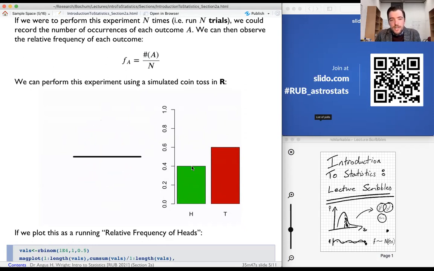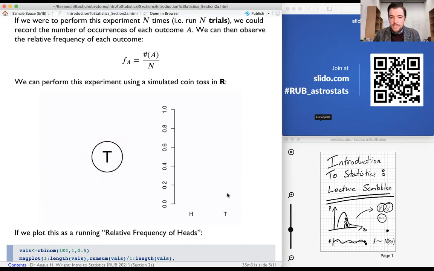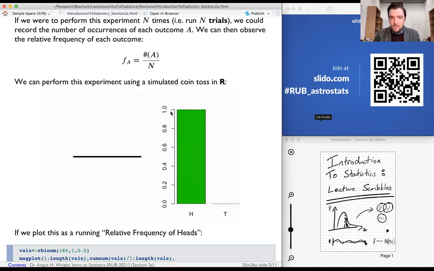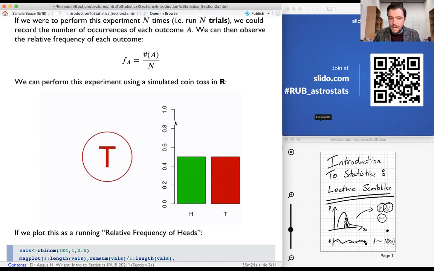And what you can see is that the relative frequency, this value here, as a function of the number of trials is constantly changing. As you take more and more trials, the relative frequency of heads and tails changes. So here we're back at the start. Our first observation is a head, so we have 100% representation by heads. We then get a tail and it drops to 50-50. Then another head, 2/3 to 1/3, et cetera.